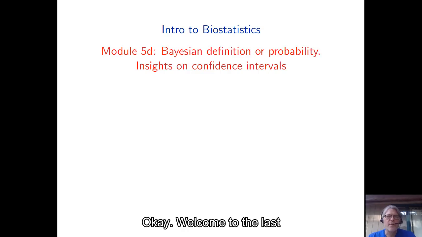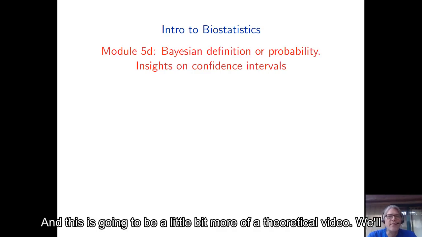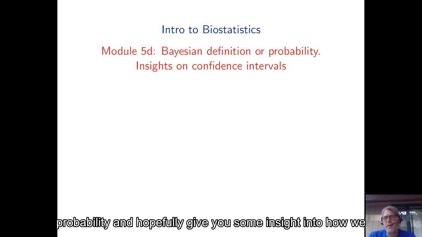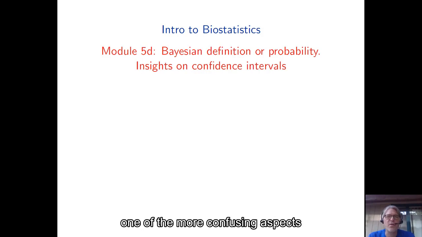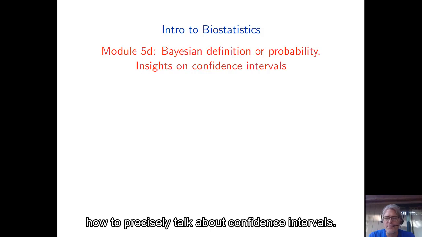Okay, welcome to the last video, 5D in Chapter 5 on probability. And this is going to be a little bit more of a theoretical video. I'm going to talk some about the Bayesian definition of probability and hopefully give you some insight into how we talk about confidence intervals, which is certainly one of the more confusing aspects of this course, how to precisely talk about confidence intervals.